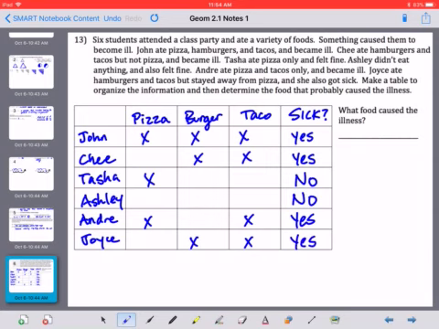All right, well, do you notice anything here? I noticed that this column of people who ate tacos lines up with the column of people who got sick. So it appears that the culprit was the tacos. All right, well, that's just a quick lesson here on inductive reasoning, finding patterns, using counterexamples.